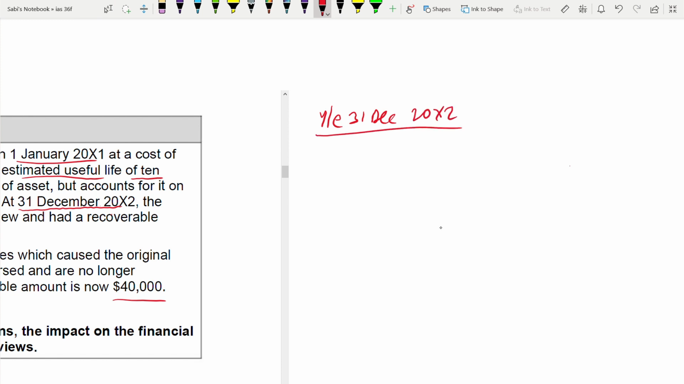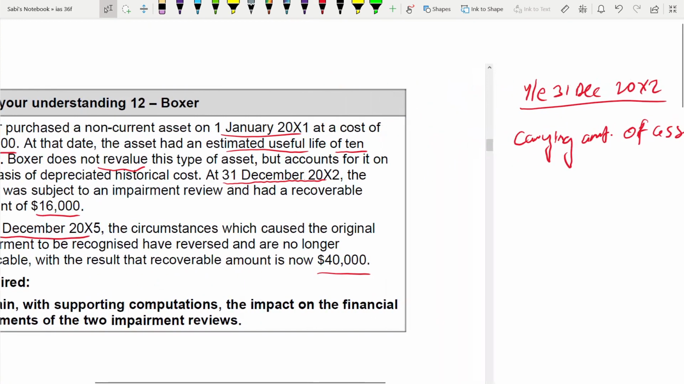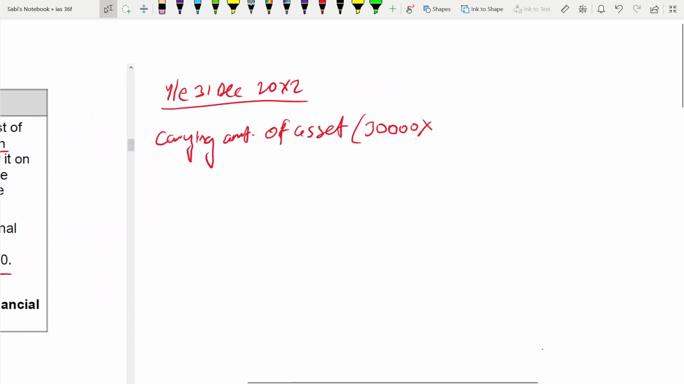So carrying amount of asset. How much? It was 30,000, right? The cost into how many years depreciation you have to deduct? You bought it in 2001. So 2001, 2002, 2 years depreciation you have to deduct out of 10. That means you will be left with 8 years, which is 24,000.